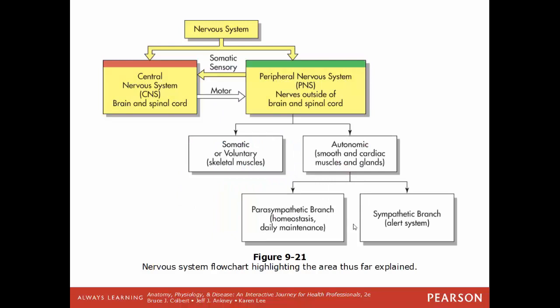Here's an overall flowchart of the nervous system up to the point that we've talked about so far. The central nervous system, the brain and spinal cord, and the peripheral nervous system, the two major branches. And from there, the peripheral nervous system gets broken down into more subgroups, the somatic and the autonomic nervous system. And from here, the autonomic is further broken down into the parasympathetic and the sympathetic branches.